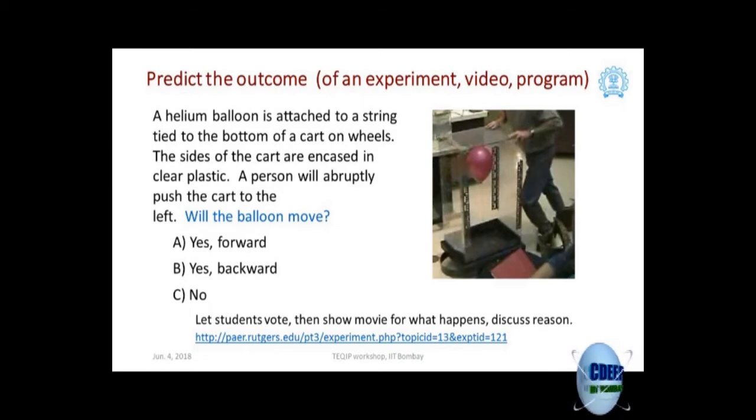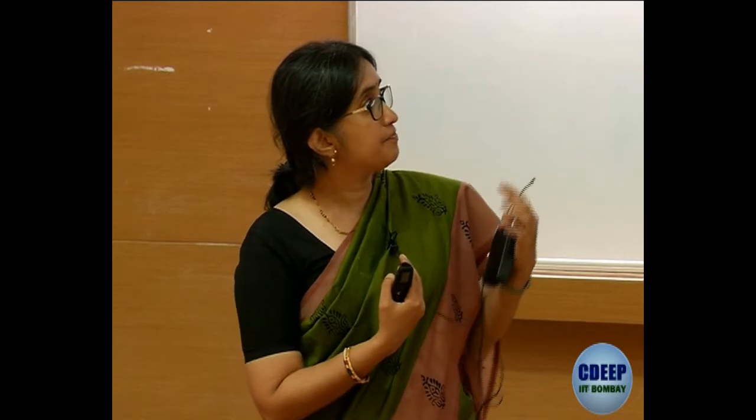So this is done in something like 8th standard or 9th standard, maybe 11th, when motion and forces and all are being discussed. And what the students have to vote about is, will the balloon move as soon as the person pushes? Yes, it will move forward. Yes, it will move backwards, backward means towards the person, or will it stay the same?